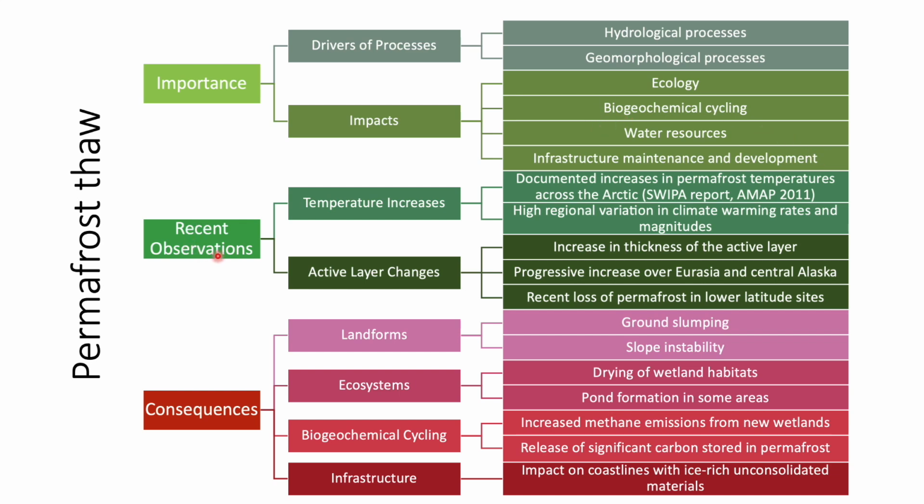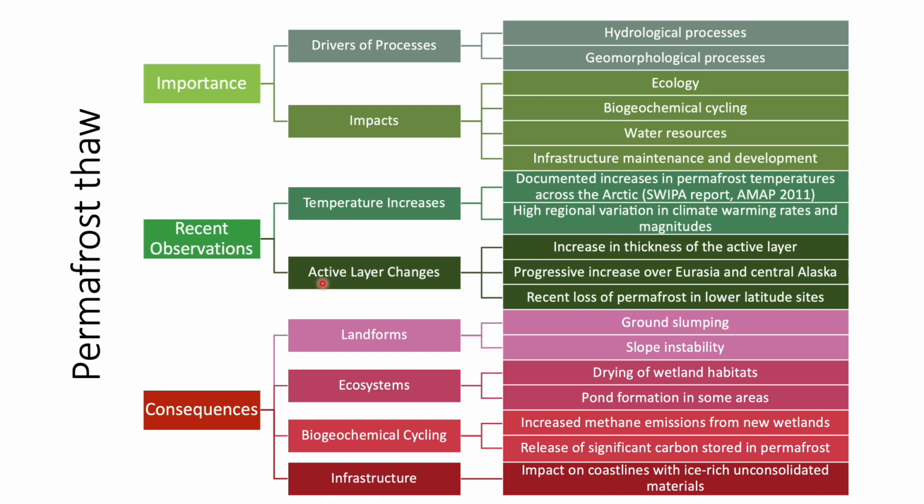And what is the recent observation? One is the temperature increase. The SWIPA report and the AMAP 2011 report talk about an increase in the permafrost temperature across the Arctic region, and high regional variation in climate warming rates and magnitudes has also been reported.